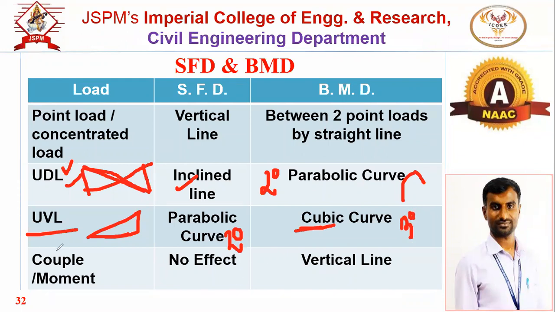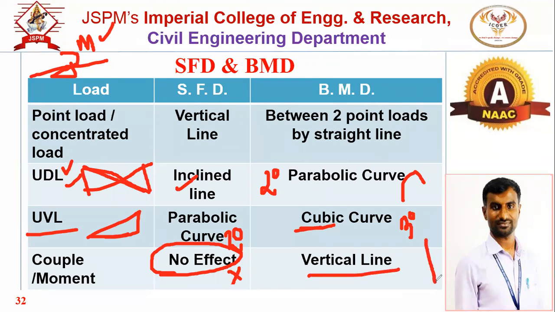If a concentrated moment or couple is acting, suppose the beam is there and at a certain point there is a clockwise moment, then in case of SFD, that couple doesn't have any effect on SFD. So we do not consider the effect of moment or couple in SFD; we have to neglect it. Whereas in case of BMD, it will be a vertical line. So the effect of point load in SFD will be the same as that of a couple in bending moment.